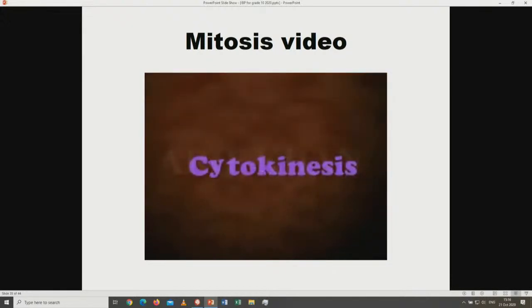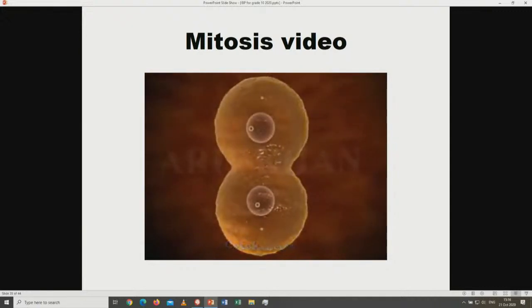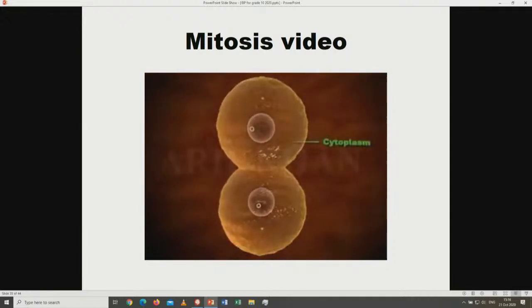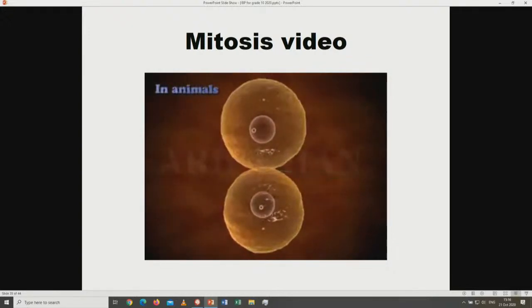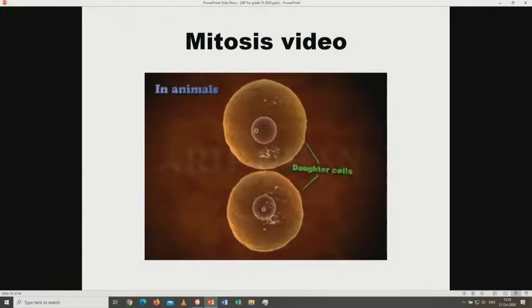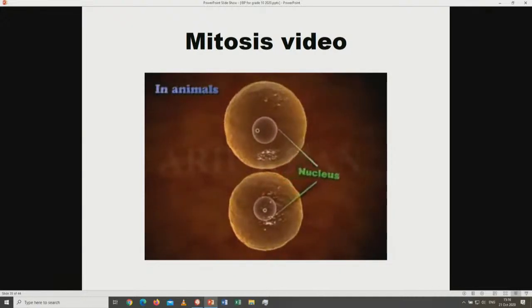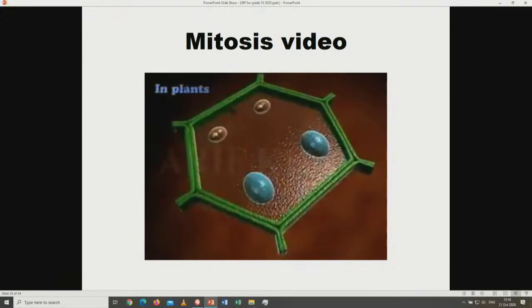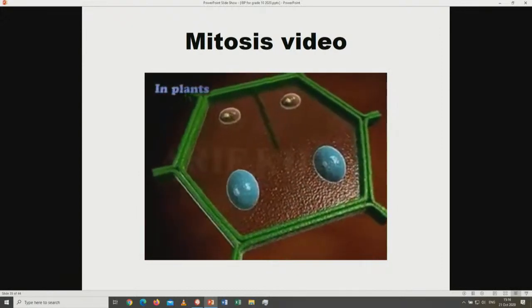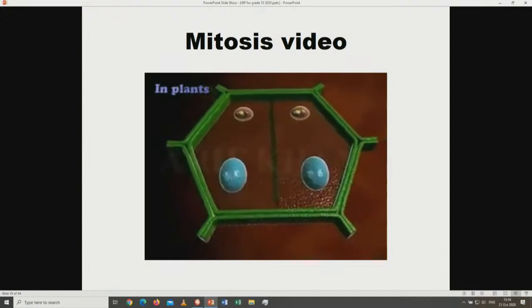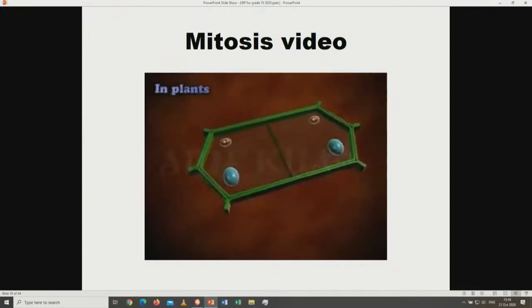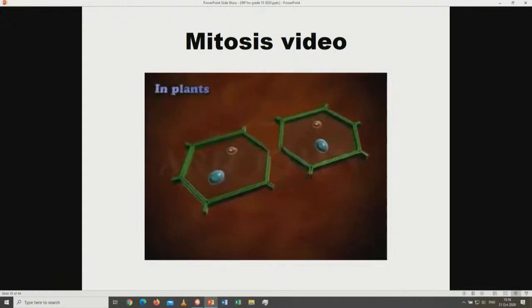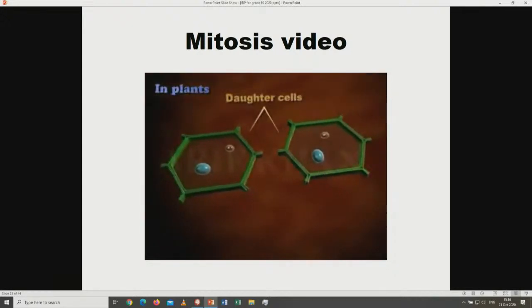Cytokinesis. Cytokinesis is the partition of the cytoplasm. In animals, a cleavage furrow appears in the plasma membrane, which deepens and divides the cytoplasm into 2 daughter cells, each containing a nucleus. In plants, new cell wall formation is triggered at the center of the cell by the formation of a cell plate. The cell plate grows outwards till it meets the existing wall, resulting in 2 daughter cells.